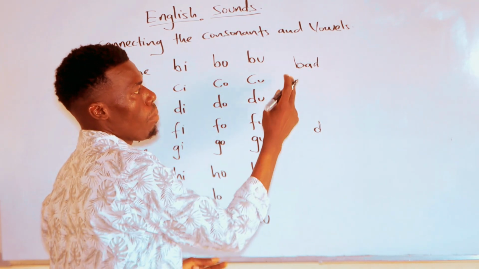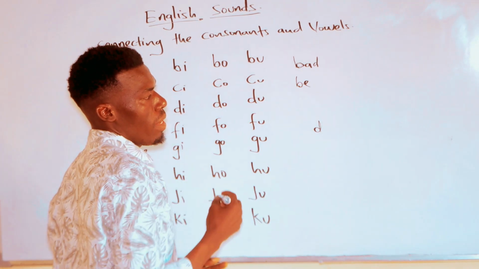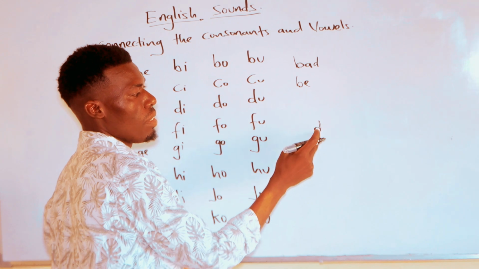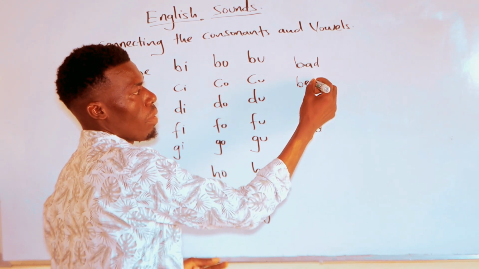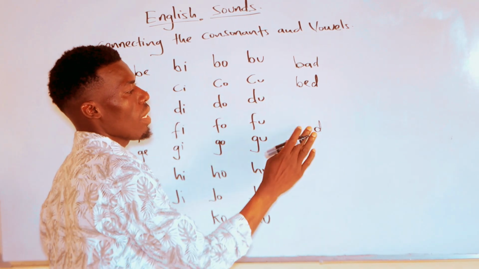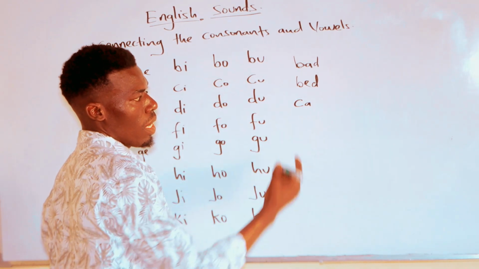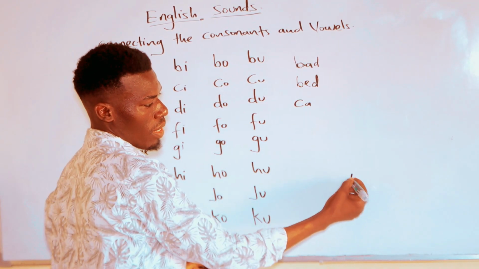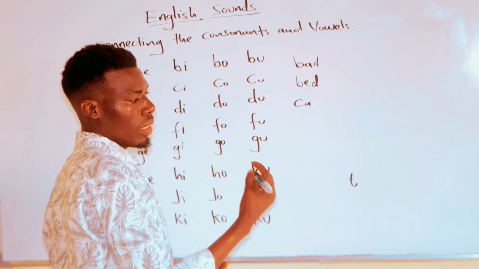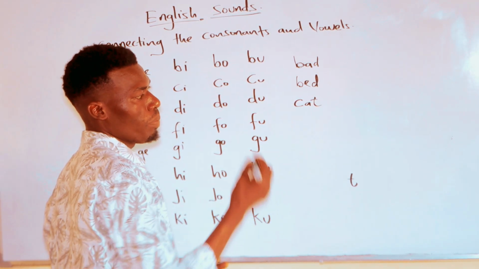bad, bad. Get another one. Bay, bay. Plus this D, D. Bed. You see? So we are reading sounds. Let us look at another one. Car, car. But remember, we said the sound is T, T. So when we connect, cat, cat.